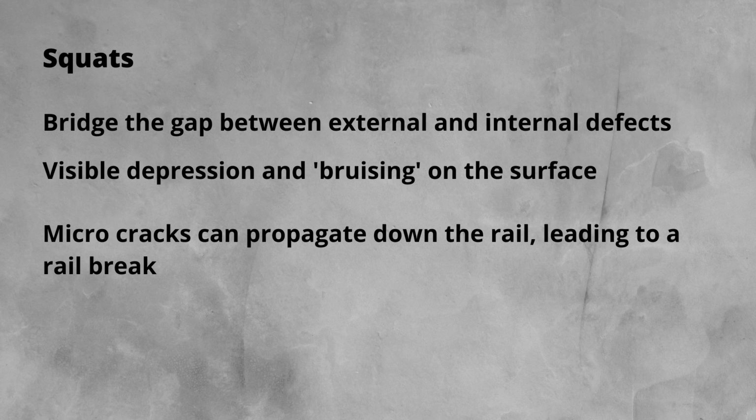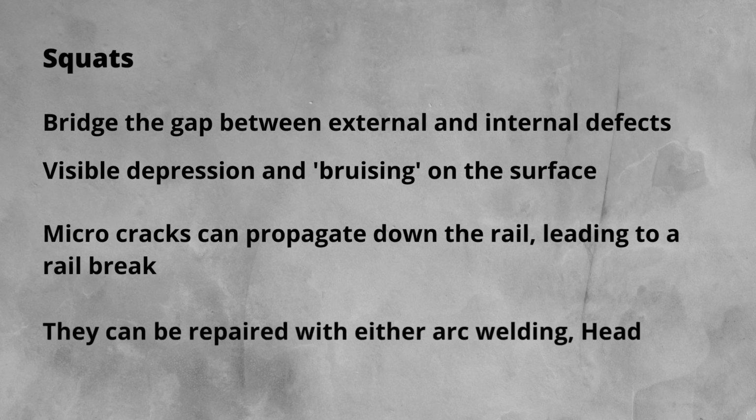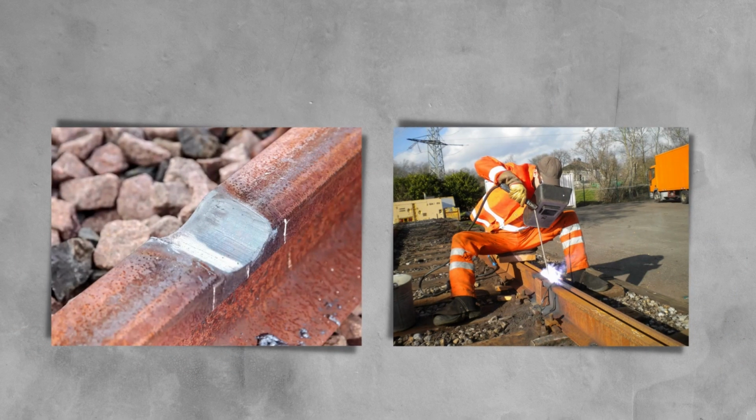Squats can be caused in a number of ways, ranging from wheel spins and track geometry issues such as voiding, to ballast and other debris on the head of the rail being crushed by passing train wheels. Depending on their size, they can be repaired with either arc welding or a head repair alumothermic weld, or by changing the rail. The second most common type of internal defect is a Tache Ovale, or TO.